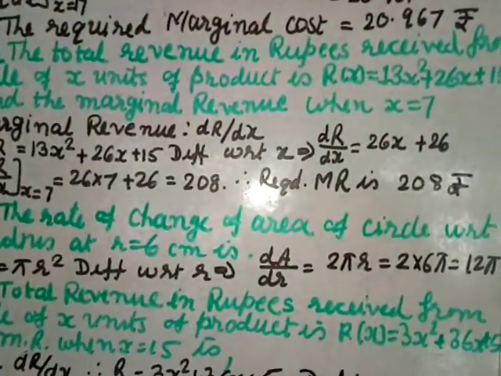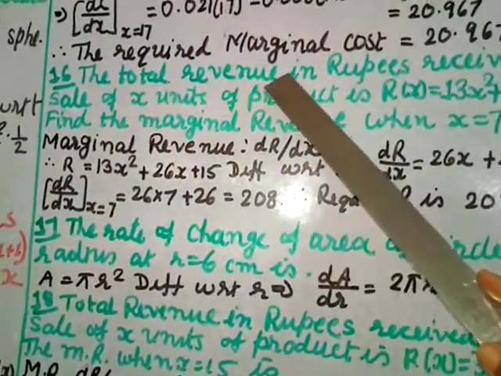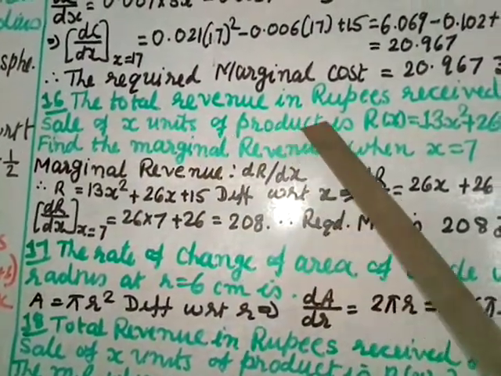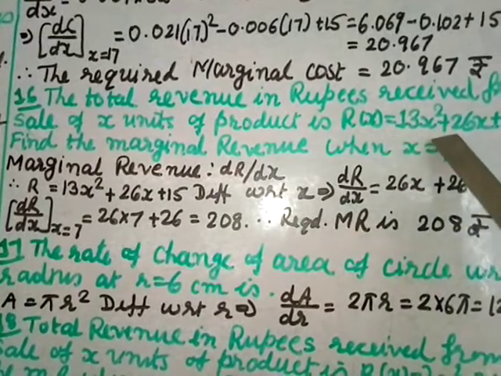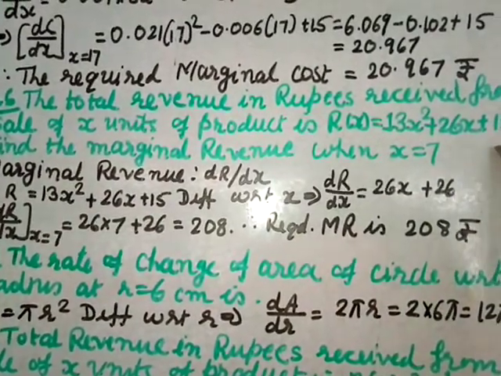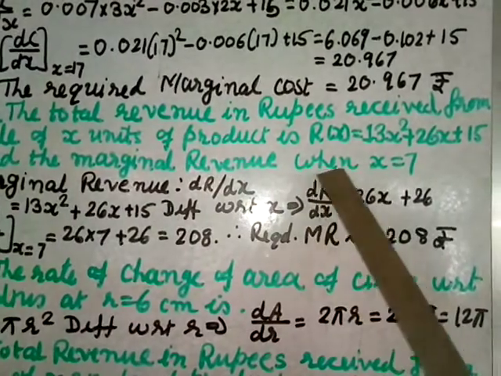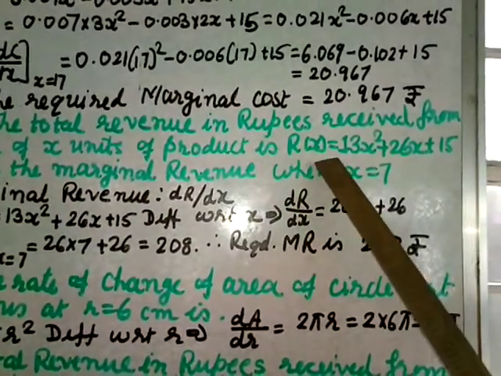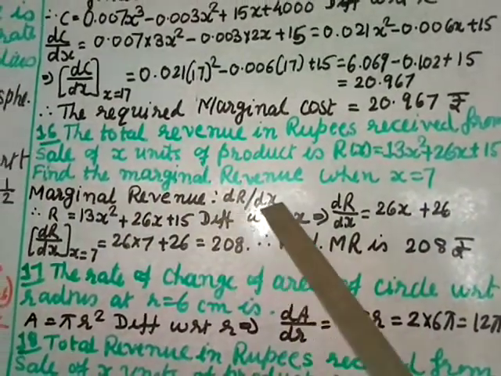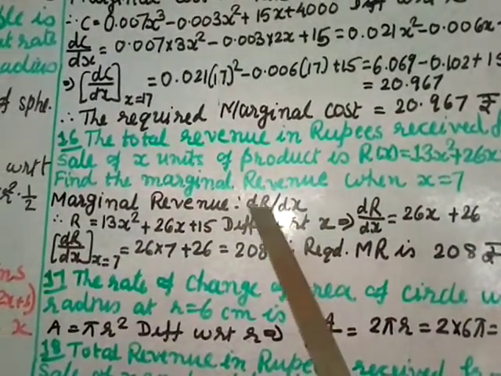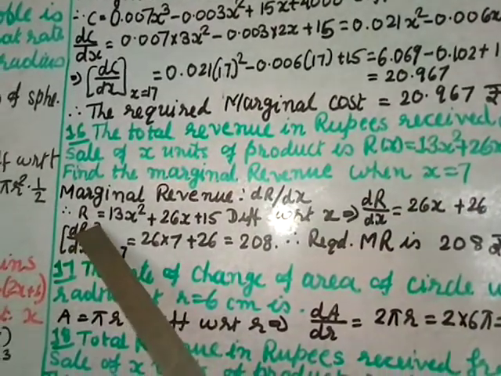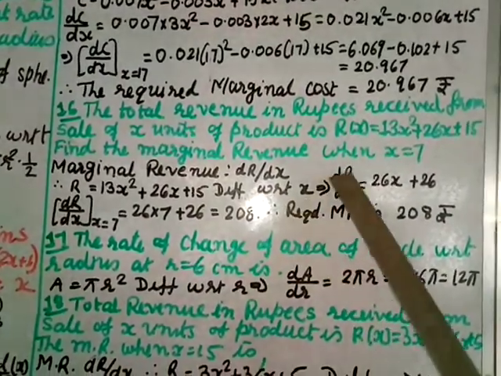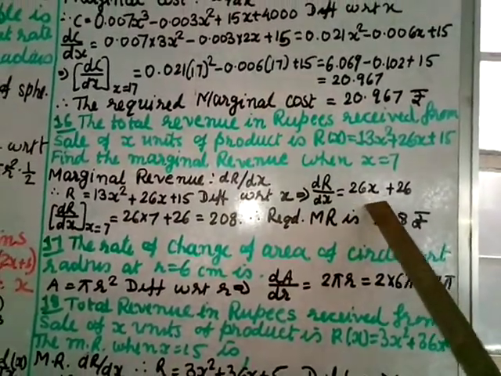Question number 16. The total revenue in rupees received from sale of x units of a product is R equal to 13x square plus 26x plus 15. Find the marginal revenue when x is equal to 7. Marginal revenue means I have to find the derivative of this function, dr by dx. Differentiate with respect to x, so you get dr by dx is equal to 26x plus 26.